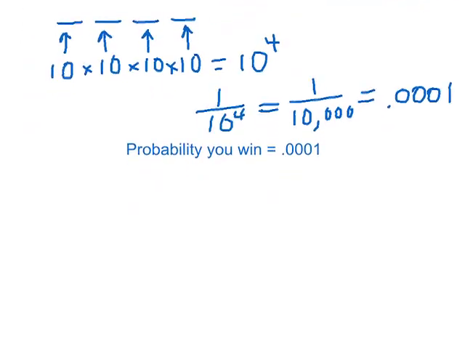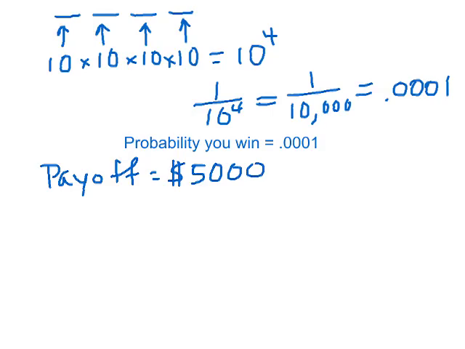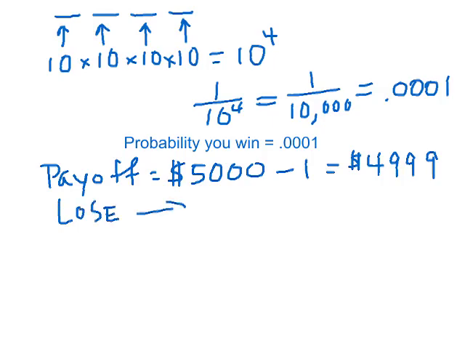Now, the standard amount to put down on this game is a dollar. You can play the game for a dollar. If you play the game and win, the payoff is $5,000. Now, of course, you spend a dollar on the ticket, so that means your take-home is really $4,999. If you lose, you're simply out of the dollar you spent on the ticket. So that's minus a dollar overall to you.